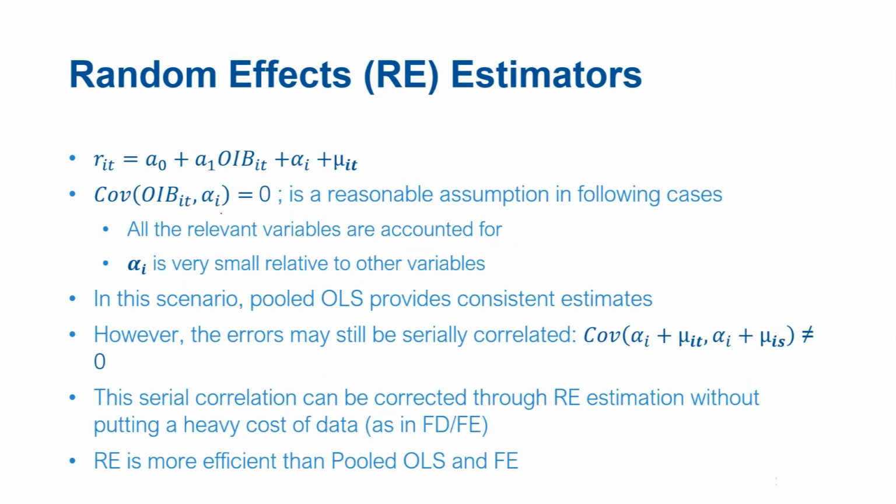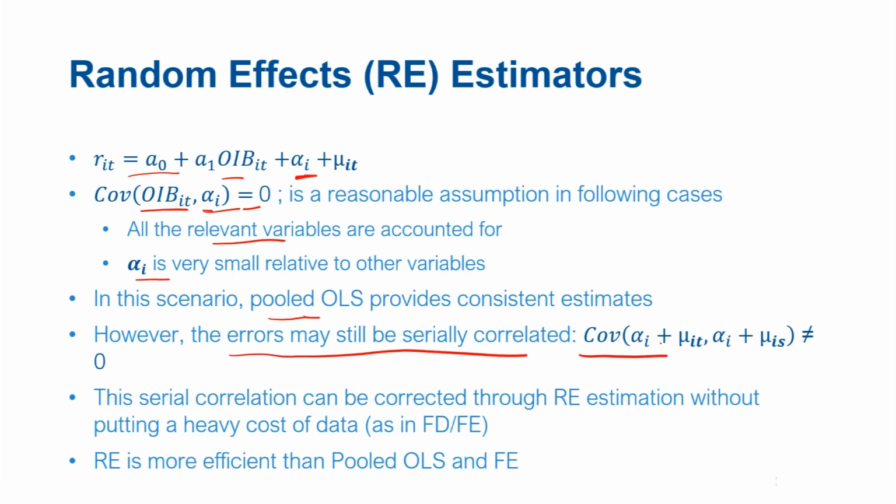However, if you have a reason to believe that this covariance between OIB and alpha is very close to zero, this sometimes is a reasonable assumption in some cases. For example, you may have included all the relevant variables and accounted for them, and therefore you have less reason to believe in a large value of alpha i. Similarly, a priori from theory you believe that the relationship is like this only, and the presence of alpha is likely to be very small relative to variables like OIB, and therefore this correlation may be almost zero. In this scenario, you may believe that pooled OLS, or something which is close to pooled OLS, may provide consistent estimates. However, the errors may still be serially correlated.